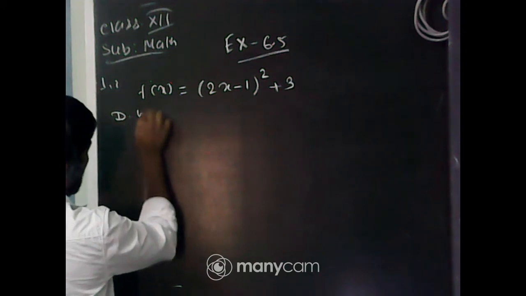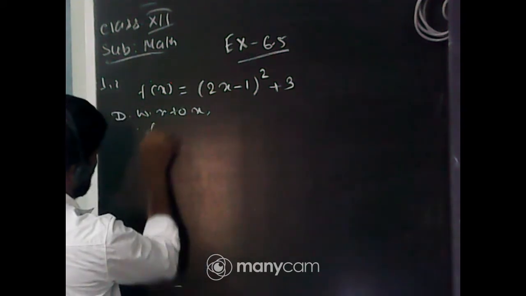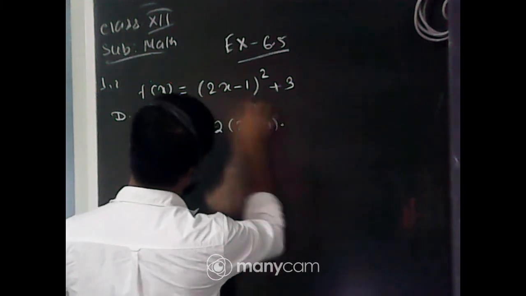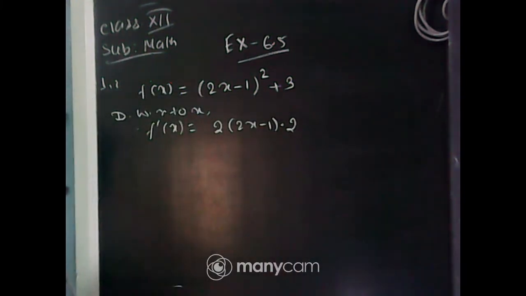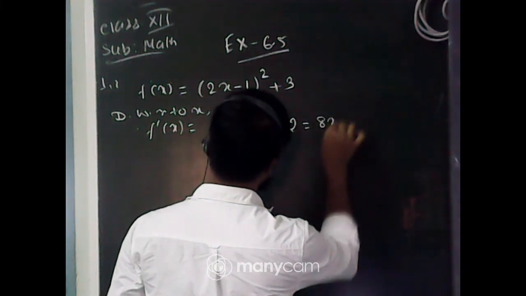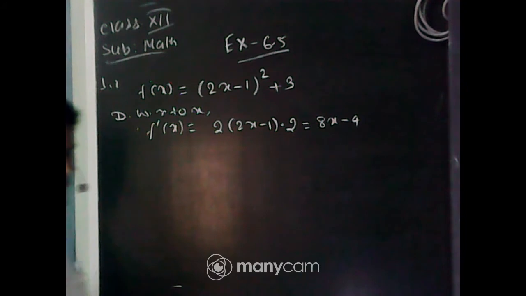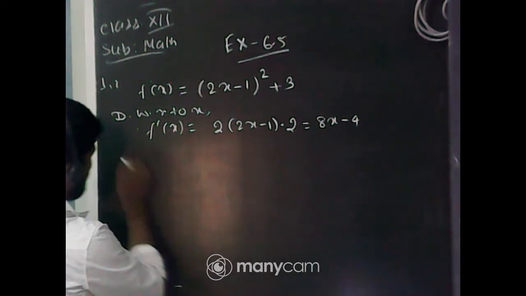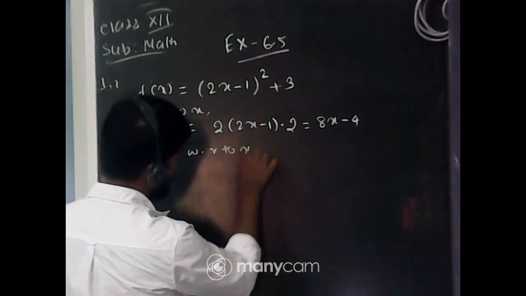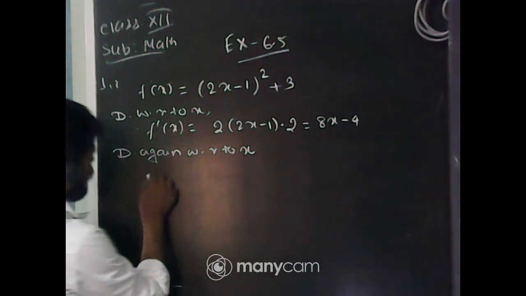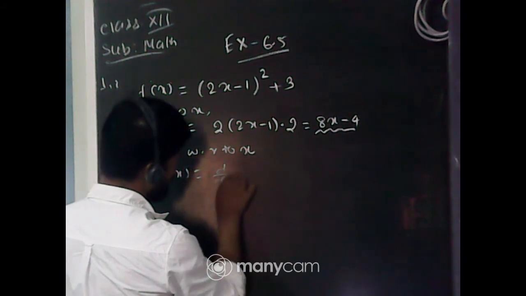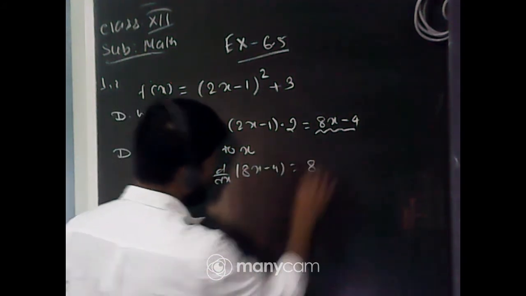So differentiating with respect to x, f dot x will be equal to 2 into 2x minus 1 into the derivative of 2x minus 1, that is equal to 2. Am I right? So it is actually 8x minus 4. And also find f double dot x, means differentiating again with respect to x. So f double dot x will be equal to the derivative of 8x minus 4, which is 8.